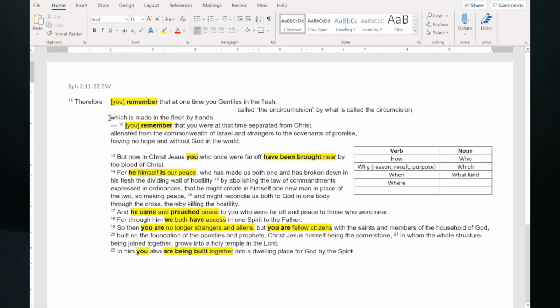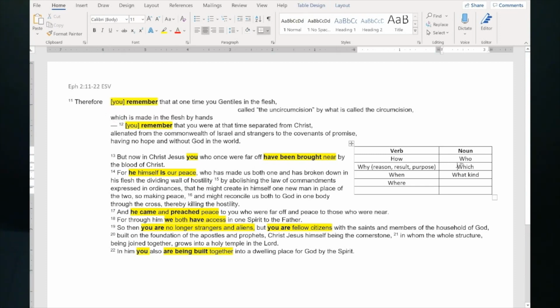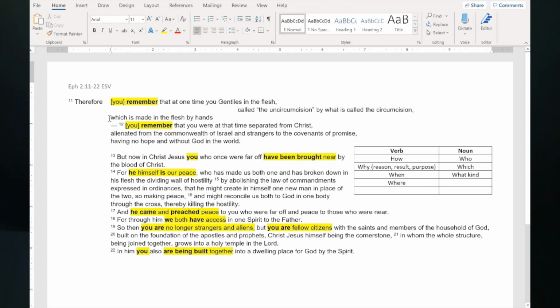So we take this next phrase, and this next phrase begins with "which." And if you come to this little chart that I just made, "which" actually tells you more about a noun. So the easiest thing to do is to look for another noun and work backwards. Sometimes you can work forward, but usually you're working backwards. And the nearest noun that we have is circumcision. So let's just see what happens when we put this underneath it.